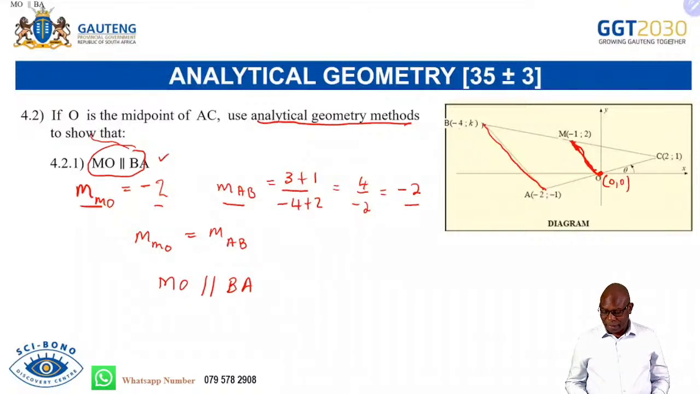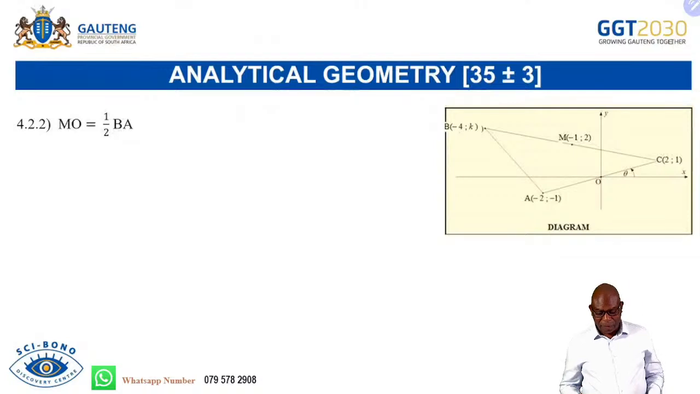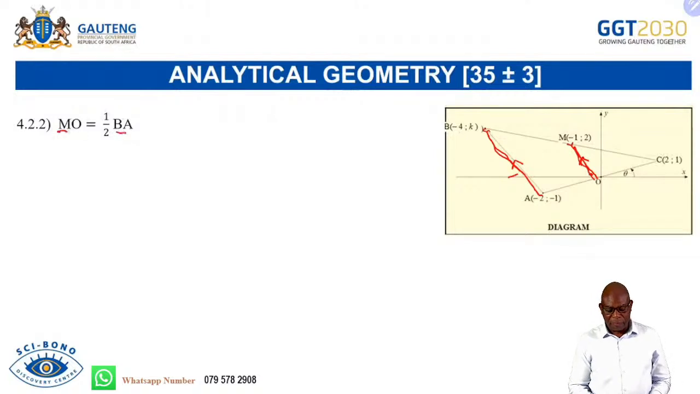Okay. The next one, it's more or less the same thing. We're still talking about MO, which is now parallel to that. We have already proved that those two are parallel. Now we want to show that the length of this line here is twice the length of this line here. This one is half of this. You see, MO is half of this.